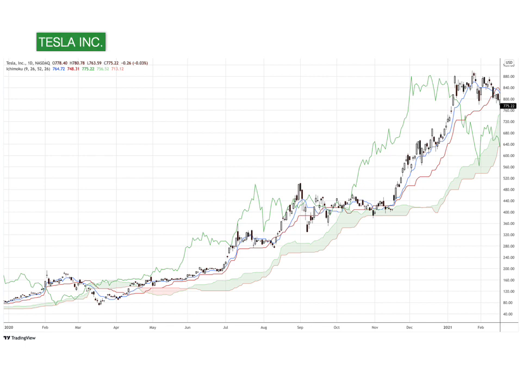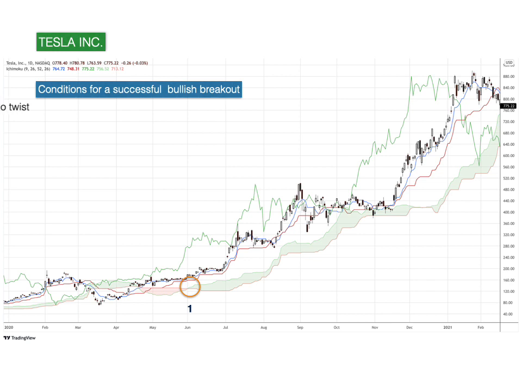This is the price chart for Tesla Inc. This is another strong mover. All the conditions for a successful bullish breakout were also met. We have a Kumo twist, Kumo breakout, Chikou span crossover, Kijun-sen crossover, and a Tenkan-sen crossover.